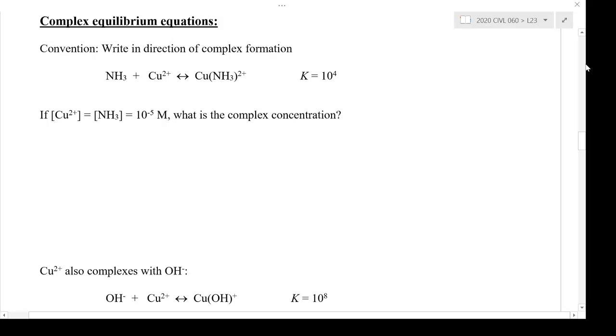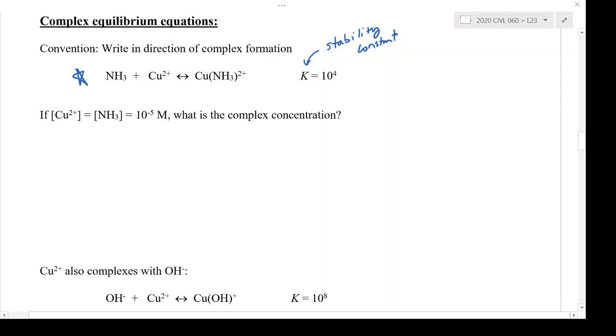In this video, I'm going to show you an example demonstrating complexation. And the example I have here is copper, which can complex with ammonia and hydroxide. So in the first reaction I have here, copper is reacting with ammonia and forming a complex. And we have an equilibrium constant that's given as 10 to the fourth. And in this kind of area of complexation, often the equilibrium constant is described as a stability constant, but it acts just the same as a normal equilibrium constant.